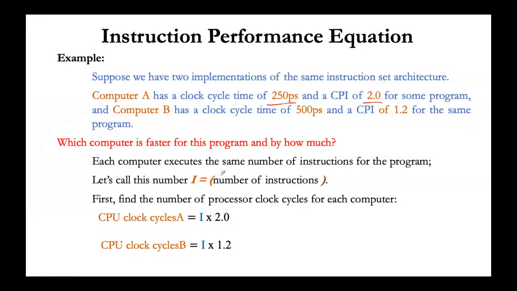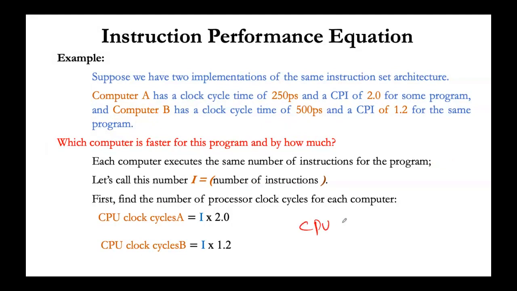So we can say that each computer executes the same number of instructions for the program, because they have the same program. So the number of instructions is the same. Let's call this number of instructions I. So first we find the number of processor clock cycles for each computer. For each computer, clock cycles are given as the number of instructions multiplied by the CPI. That is what we call, right?